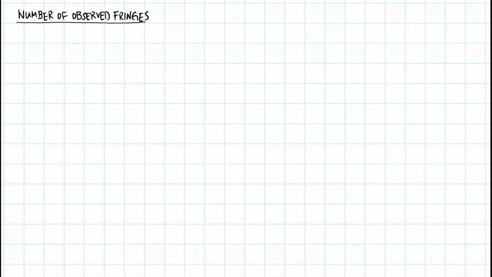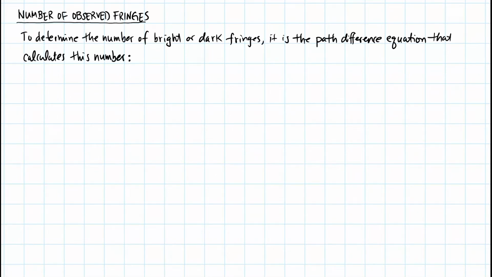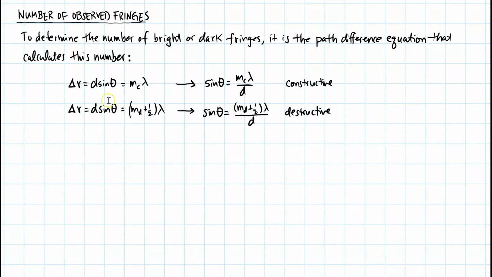Number of observed fringes. To determine the number of bright and dark fringes, it is the path difference equation that calculates this number. So the path difference is d sine theta equals m_c lambda, or d sine theta equals (m_d plus 1/2) lambda. This is for constructive, this is for destructive.